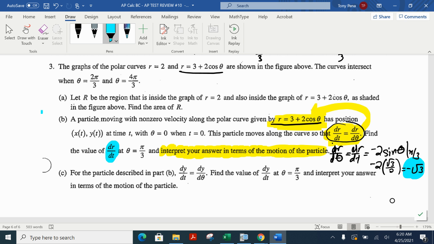All right, so that's what we wrote out: the curve is getting closer to the origin at the time of pi over 3. And make sure you do say at the time of pi over 3.